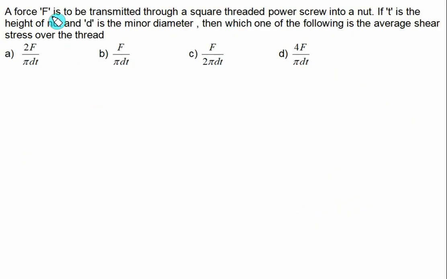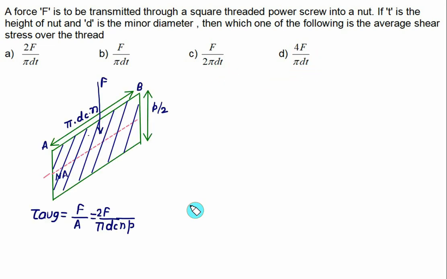A force F is to be transmitted through a square thread power screw into a nut. If T is the height of the nut, we have used the symbol H for the height of the nut. Here he has used the symbol equal to T. And D is the minor diameter, then which of the following is the average shear stress? 2F by pi dt, F by pi dt, F by 2 pi dt, or 4F by pi dt.